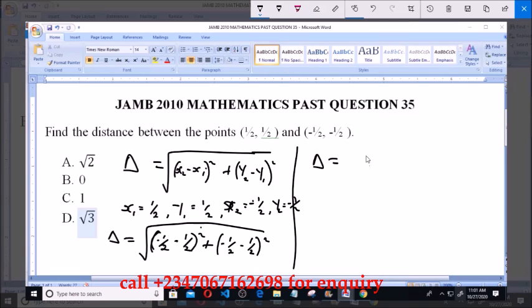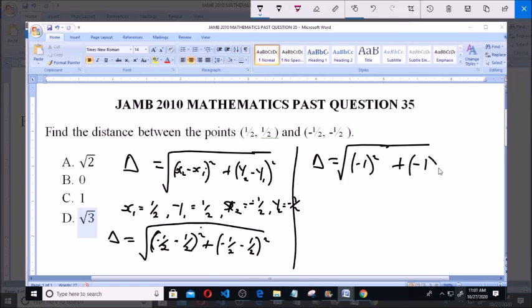Minus 1. Give us square root of minus 1 square plus minus 1 all over 2 minus 1 all over 2 will give us minus 1 square. So we have D is equal to square root of 1 plus 1, because minus 1 square is 1, minus 1 square is 1. So this is equal to root 2. So the distance between these points is root 2, and that is option A.